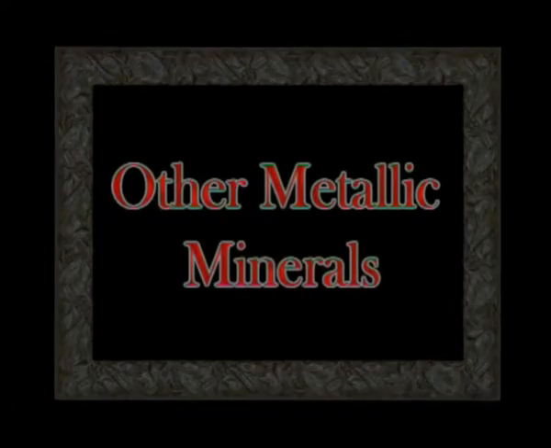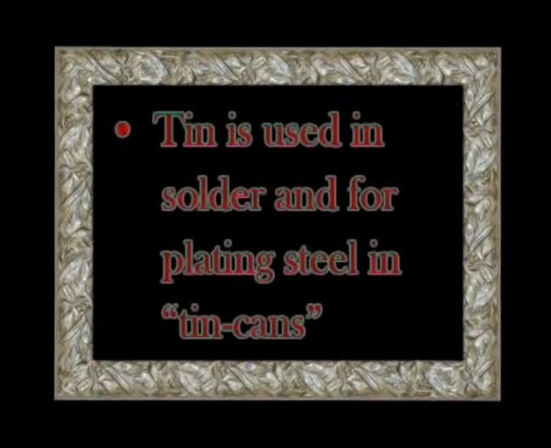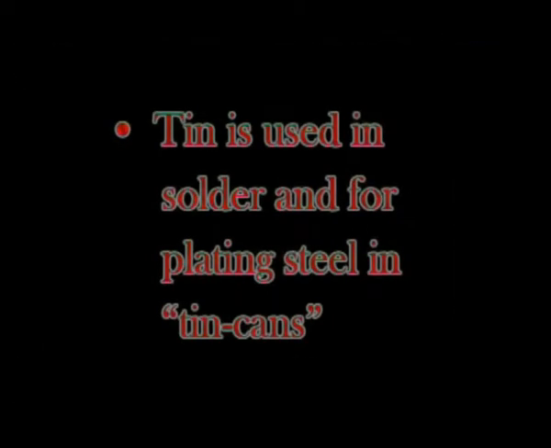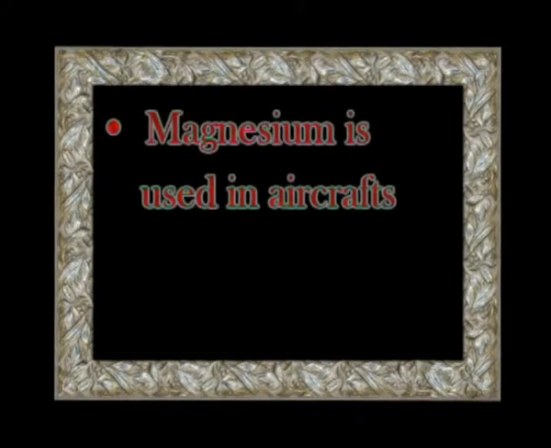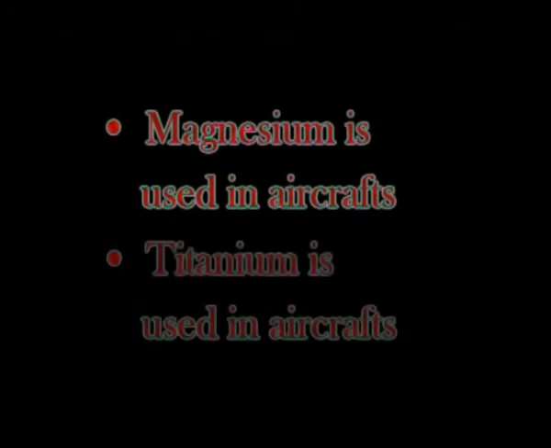Next are other metallic minerals. Many other metallic minerals are vital to a country's economy. Chromium, nickel, cobalt, manganese, tungsten are all important in the steel industry. Most of these metals have other uses as well. Tin is used in solder and for plating steel in tin cans. Mercury is used in the barometer and electrical switches. Magnesium is used in aircraft. Titanium is used in aircraft.